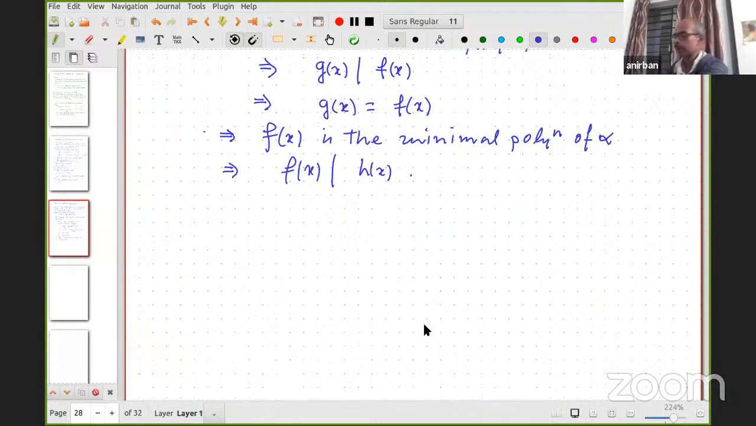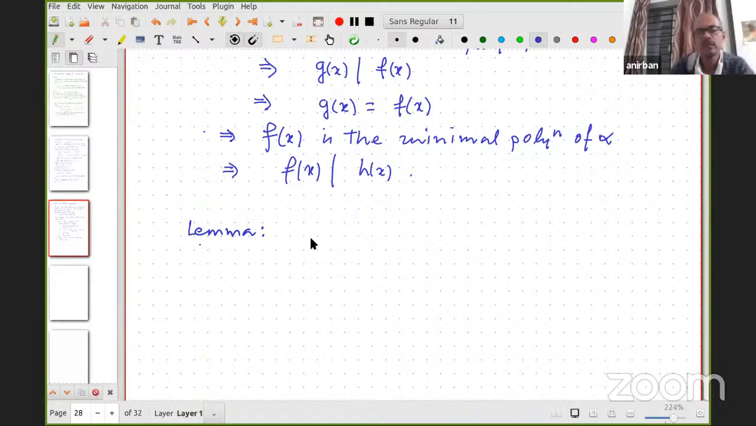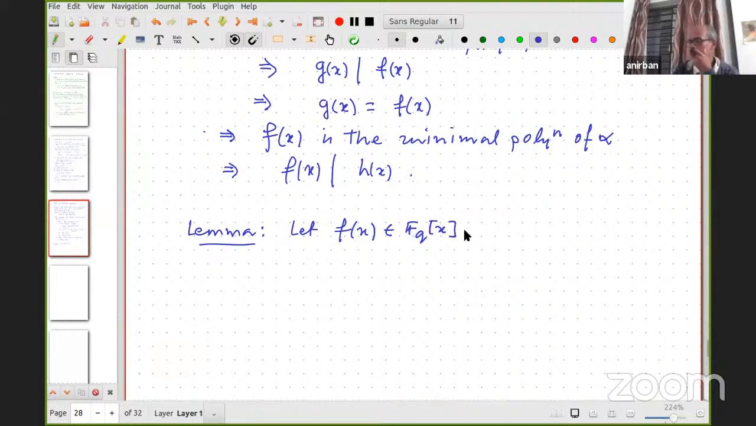Okay, so now something even more interesting. So the next lemma, we again start with an irreducible polynomial, be an irreducible polynomial.